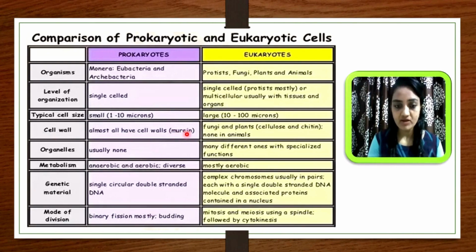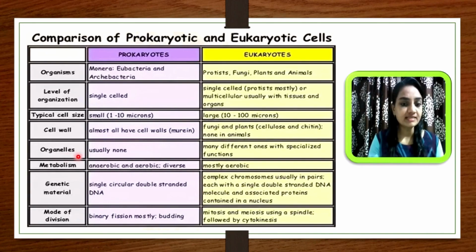Cell wall: in case of a prokaryote, it is always made up of murein or peptidoglycan, whereas in case of fungus and plant, in case of fungus specifically, it will be made up of chitin. Okay, so be very clear here. Cellulose and chitin both are present in cell walls, but specifically, the cell wall of a fungus is made up of chitin and the plant cell wall is made up of cellulose. And animal cells do not have any cell wall.